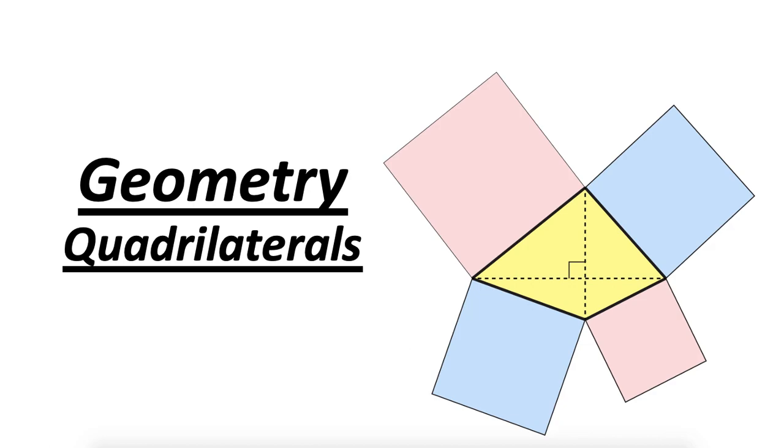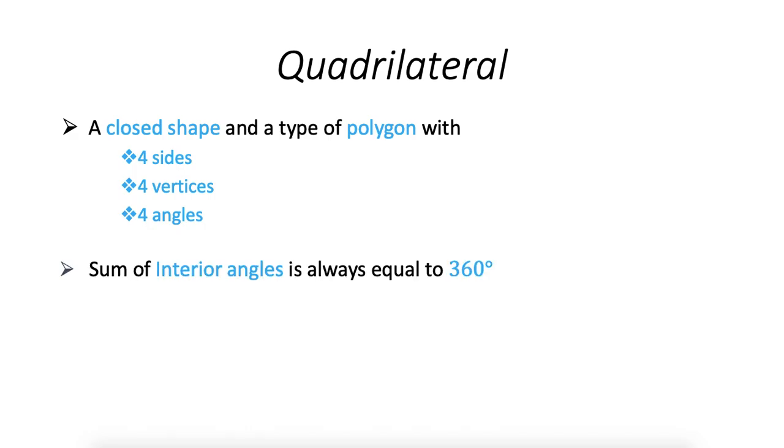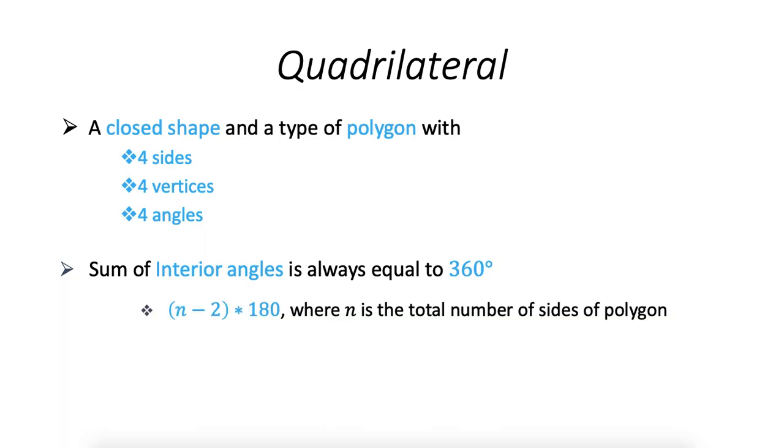Starting with quadrilateral, a quadrilateral is a closed shape and a type of polygon with 4 sides, 4 vertices, and 4 angles. And the main thing is that the sum of interior angles in a quadrilateral is always equal to 360 degrees. There's a formula to find the sum of angles in a polygon, that is (n minus 2) into 180, where n is the total number of sides of the polygon. As a quadrilateral is a polygon with 4 sides, n is equal to 4, and (4 minus 2) into 180 is equal to 2 into 180, which is 360 degrees.